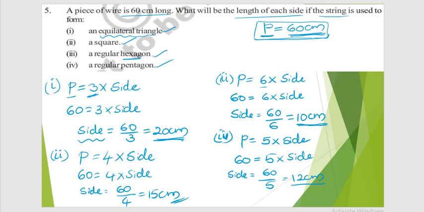Okay, so if the perimeter is constant, then the number of sides is inversely proportional to the length of side. So this you can remember. Okay, so from this problem, this relation we can bring out, right?